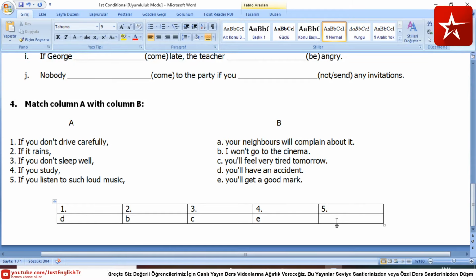Okay, the last one, number five. Let's continue with number five. If you listen to such loud music, for example, if you listen to hip hop music or rap, like loudly, what would happen? If you listen to such loud music, number five is A. Yes, your neighbors will complain about it, of course.